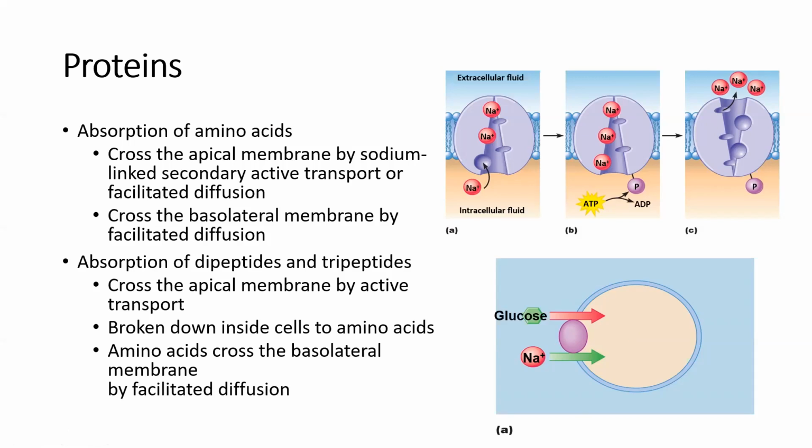And then when they are in the cell, they are broken down to amino acids, and then those amino acids can be absorbed across the basolateral membrane, again by facilitated diffusion. So basically, amino acids or smaller peptides can be absorbed across the apical surface via secondary active transport, but then only amino acids. Even if you absorb those smaller peptides, once they're in the cell, they must be broken down to amino acids, and then amino acids can move across the basolateral surface via facilitated diffusion.